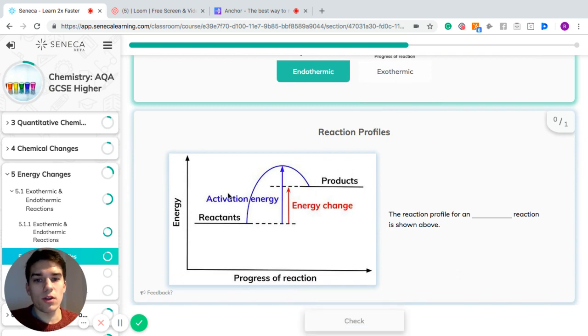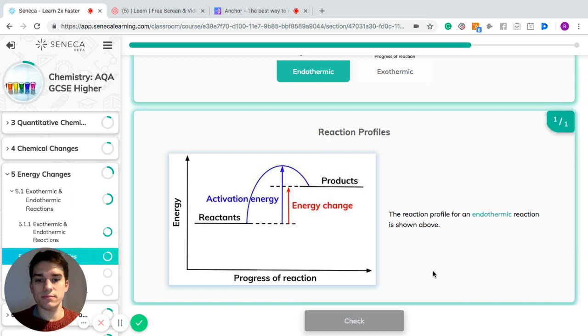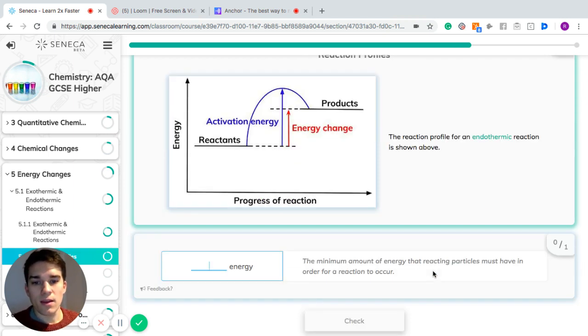So if the products are higher in energy compared to the reactants, we can say that it is an endothermic reaction. The activation energy is the minimum amount of energy that reacting particles must have in order for a reaction to occur. Now remember, the reaction needs two things. It needs, first of all, there to be a collision, and that collision to have enough energy, which we call the activation energy.